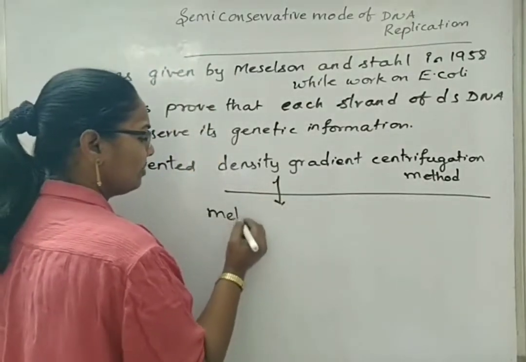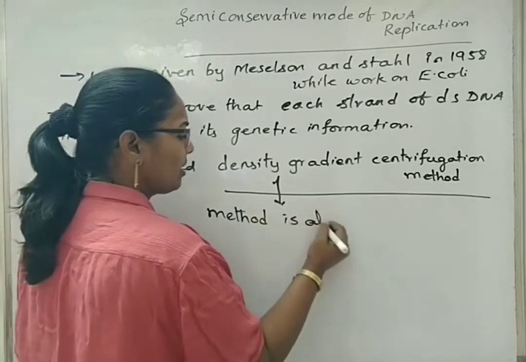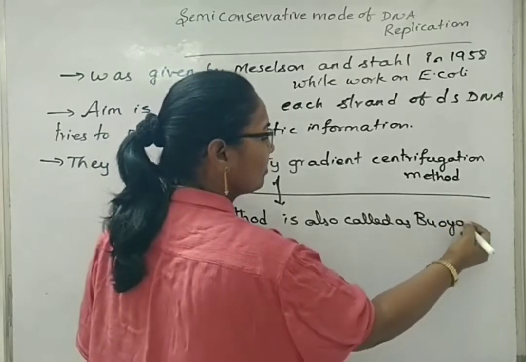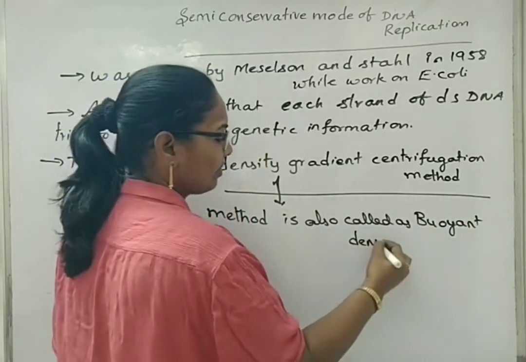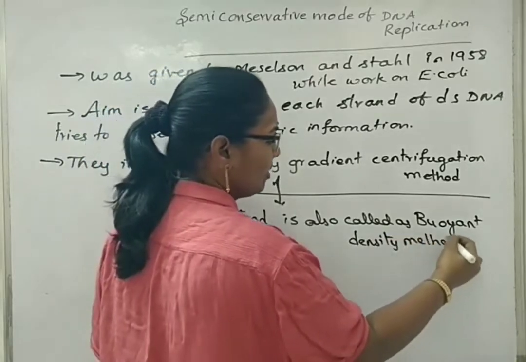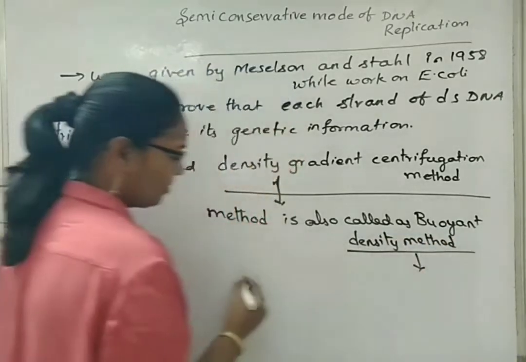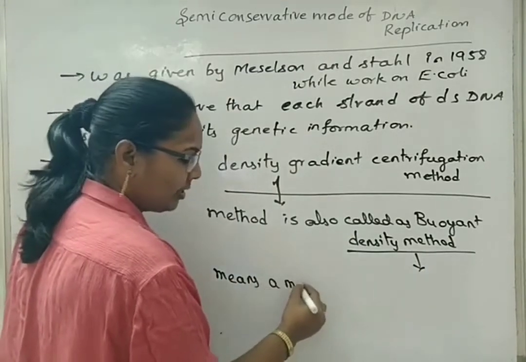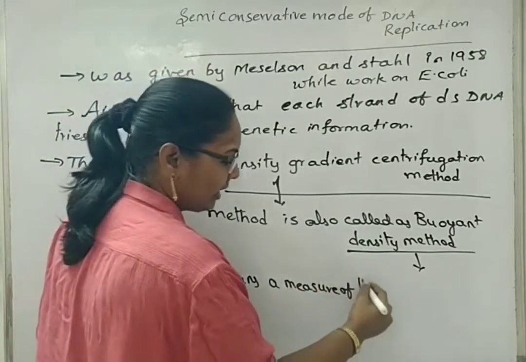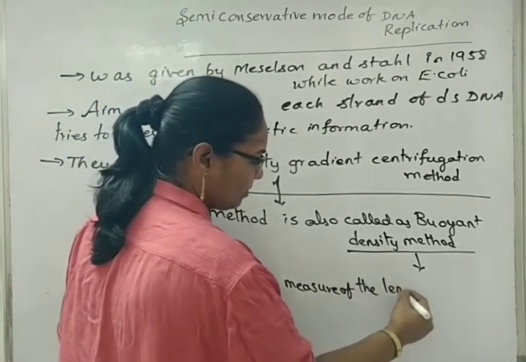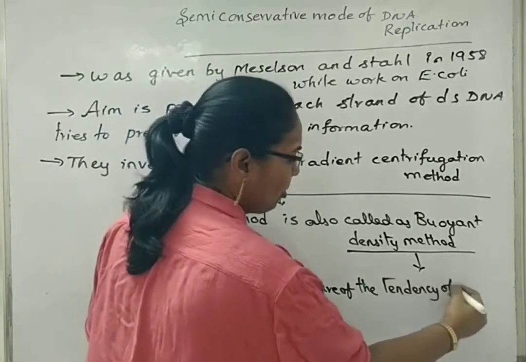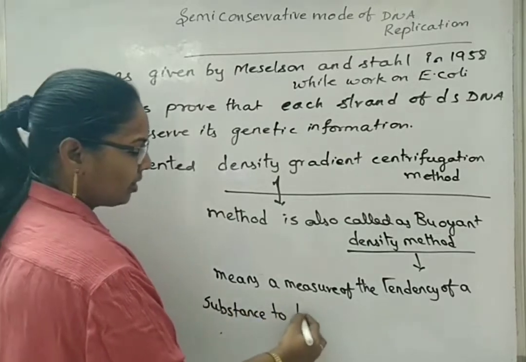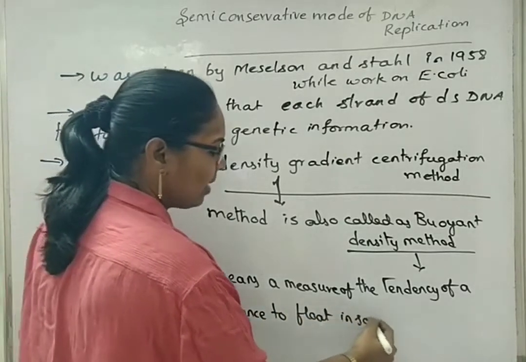This method is also called the buoyant density method. What is meant by this? It means a measure of the tendency of a substance to float in some other mixture.